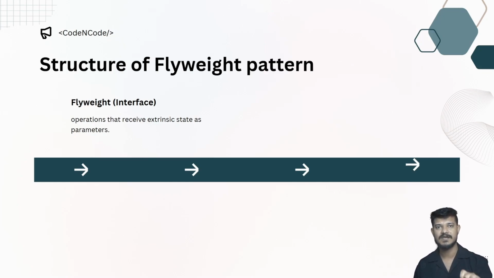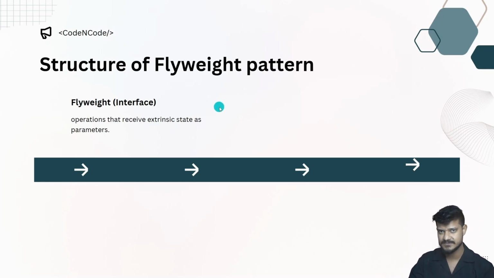And then you will define whatever operation that you wanted to do inside this interface. In our case, rendering, right? So we'll define the interface and we'll have a function render, which will accept extrinsic data, which is specific to each tree. That is their height and the position.